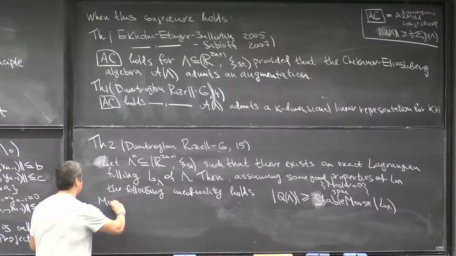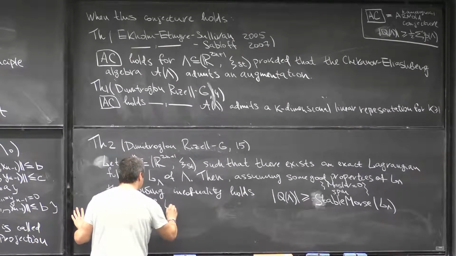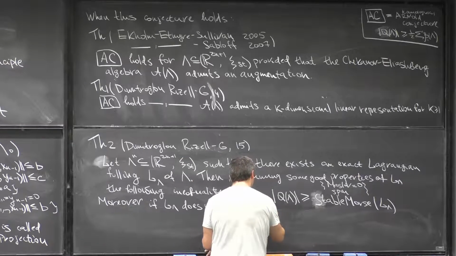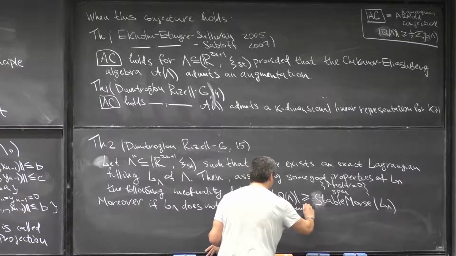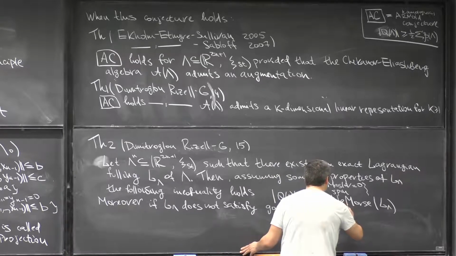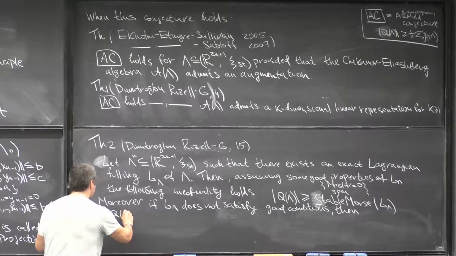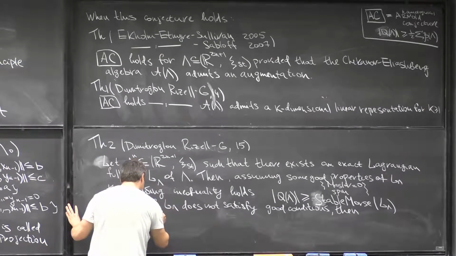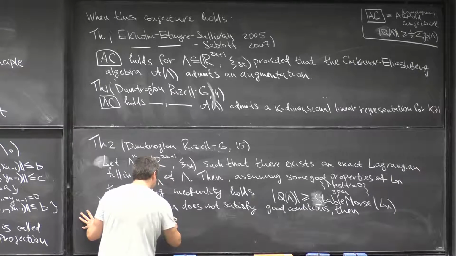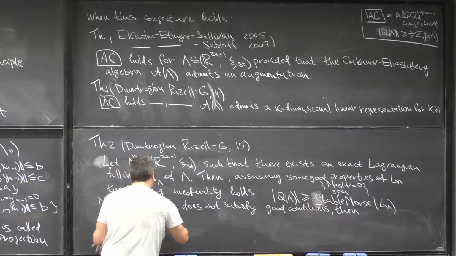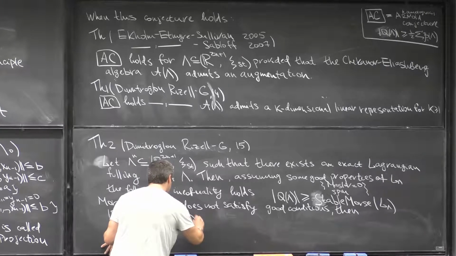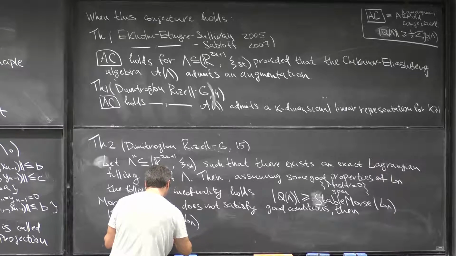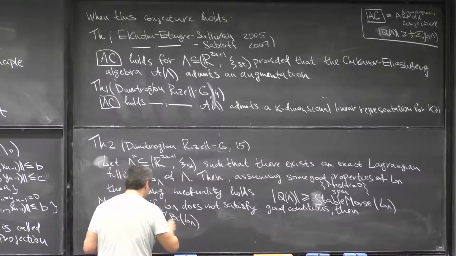And moreover, if L lambda does not satisfy good conditions, then the size of the set is bounded from below by the following quantity. It will be slightly difficult to write. So sum of beta i's of L lambda, where i is different from 1. Let me write this way.